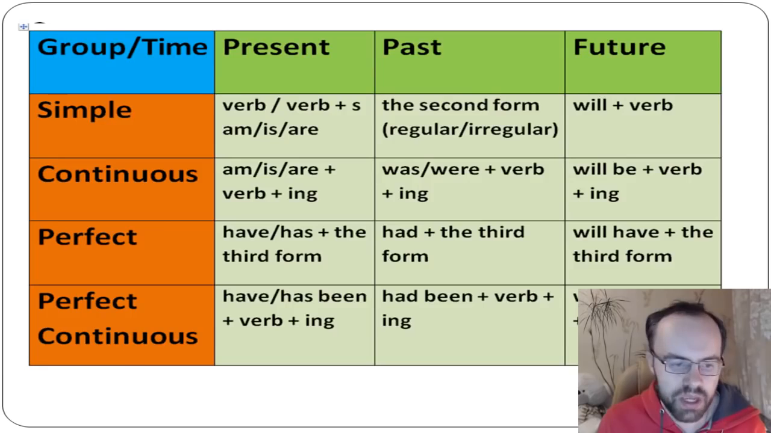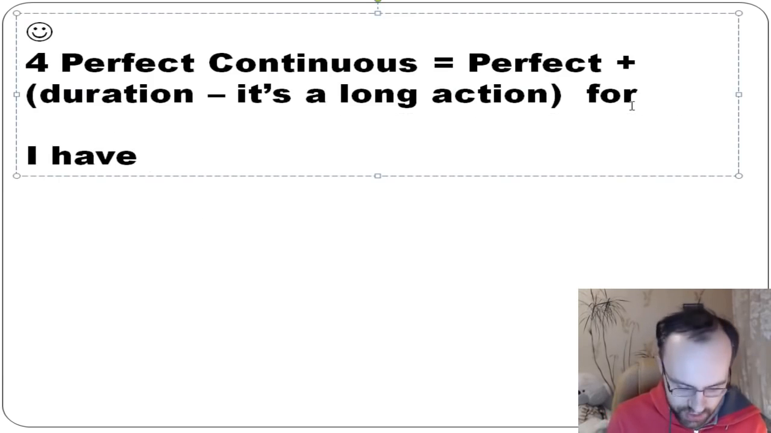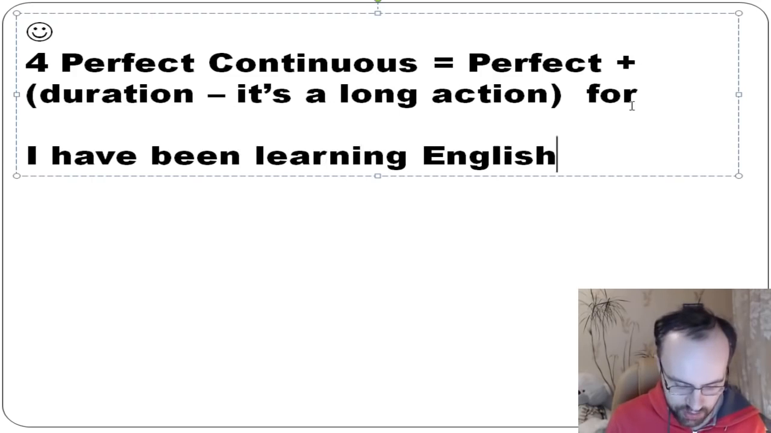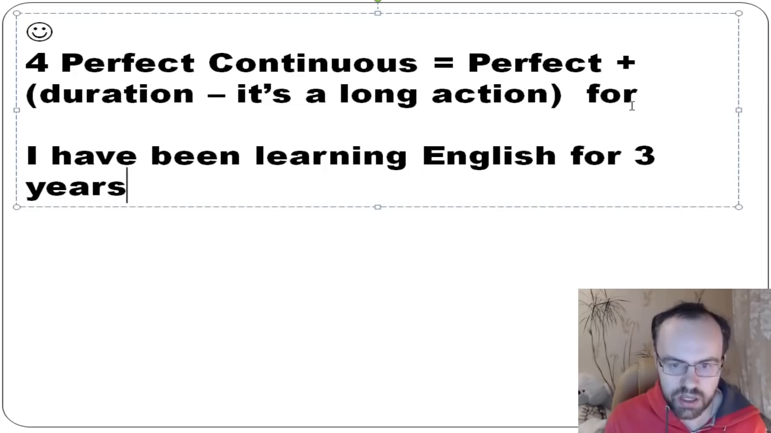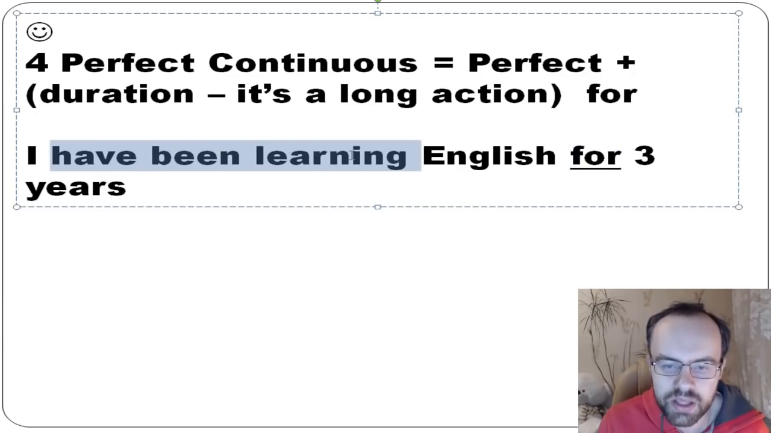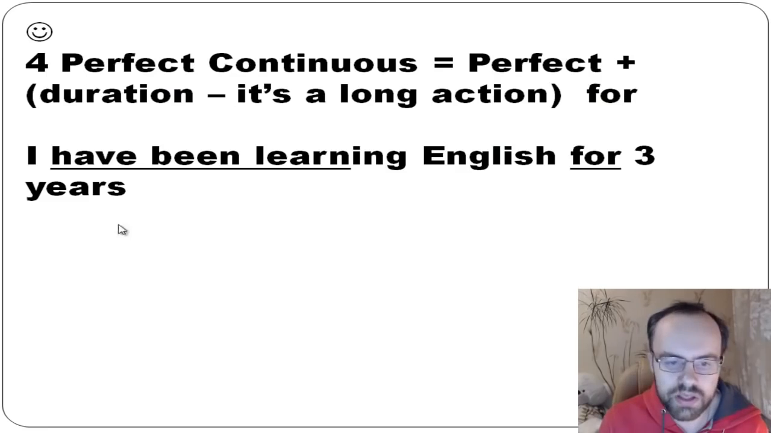For example, you can say, I have been learning English for 3 years. It's like present perfect, the result is important, but you also have for, and that's why you use have been plus verb plus ing. It's what you see here: have or has been plus verb plus ing. And you see the same thing with past perfect and future perfect; it's almost the same thing.